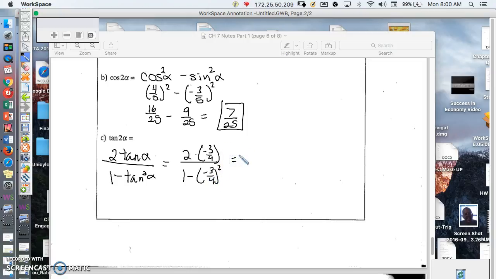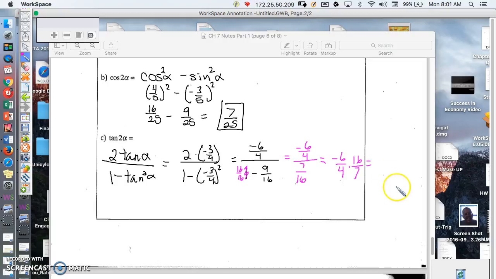And the only thing that makes this tricky is this would be non-calculator, doing this without a calculator. So 2 times -3, we have -6/4 over 1 minus, this would be 9/16. But again, how do we subtract this? Well, common denominator, so this is 16 over 16. So now we have -6/4 over 16 minus 9, which is 7/16. And then we keep the first and multiply by the reciprocal, 16 over 7. We could multiply this, but I realize these are both divisible by 4. So this becomes a 1 and a 4. So we have -24 over 7.